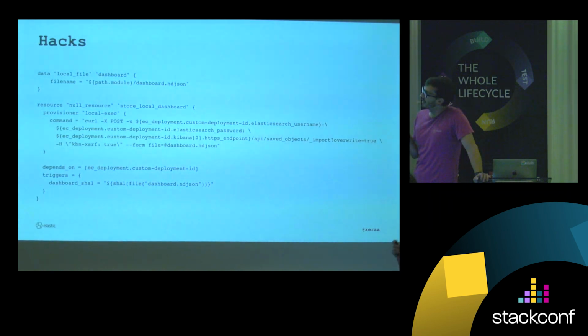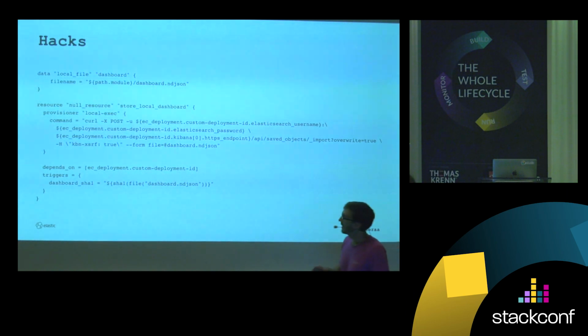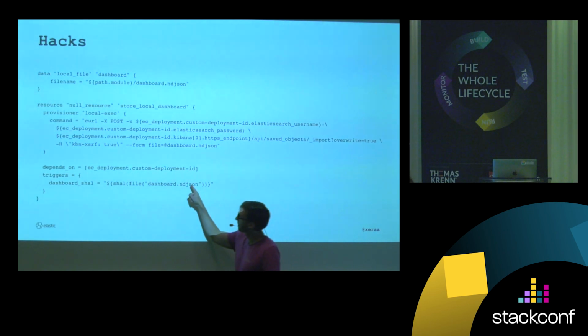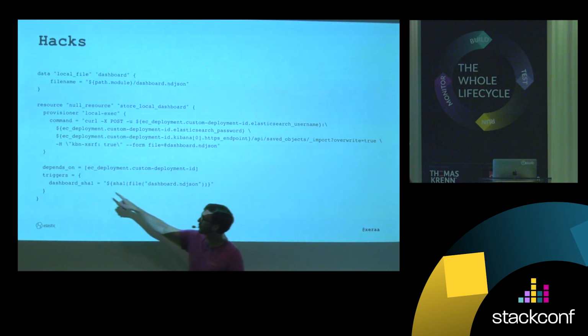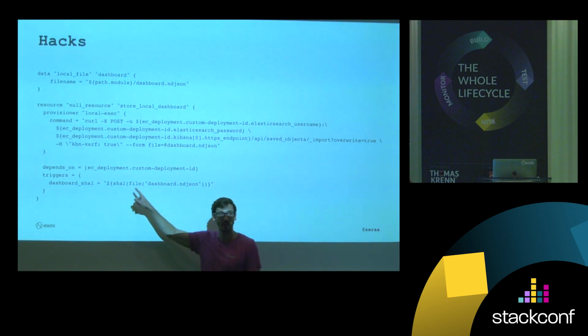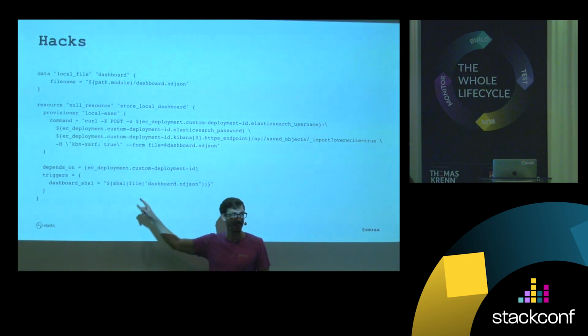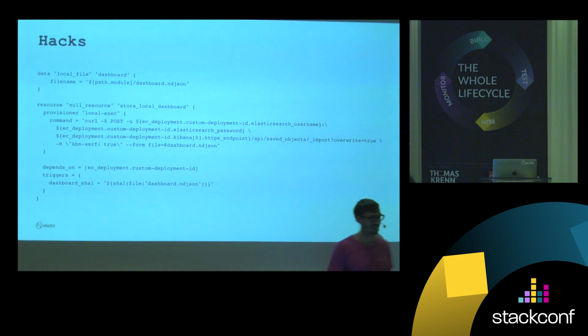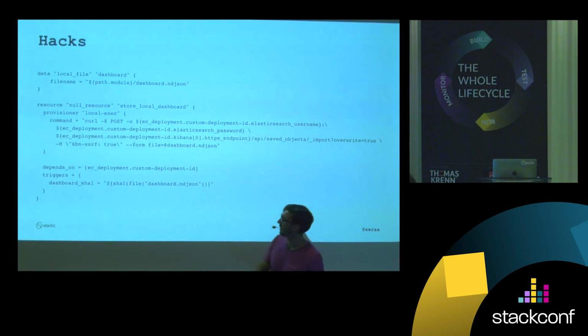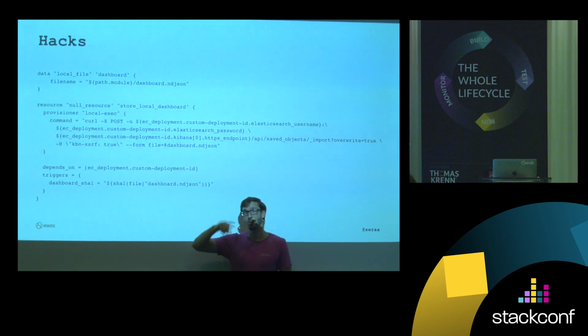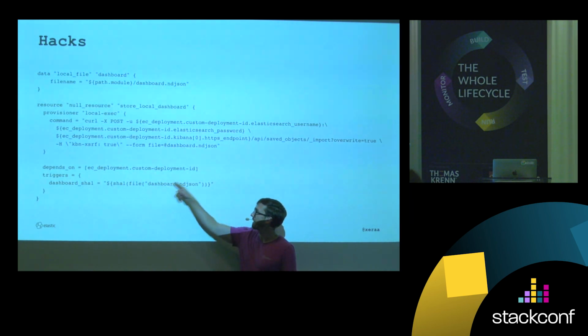And by the way, what is the other nice trick here is I'm taking the file, I'm hashing it, and the trigger is this hash. Who knows what this is doing and why? Yeah? So you want a response? Yeah. It takes the hash and if the file content changes, the trigger changes, and so this is executed again. Yes, exactly. So if I run Terraform apply and my dashboard is the same, it doesn't do anything.